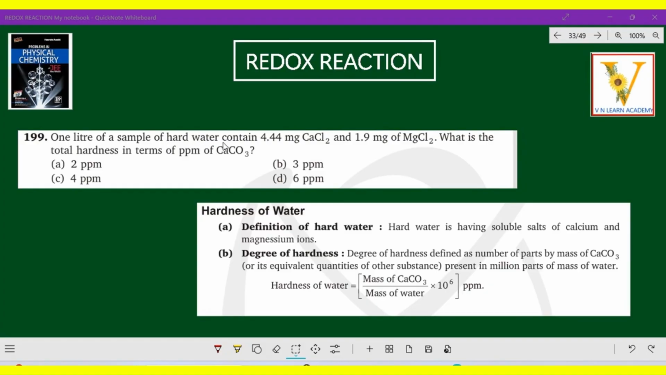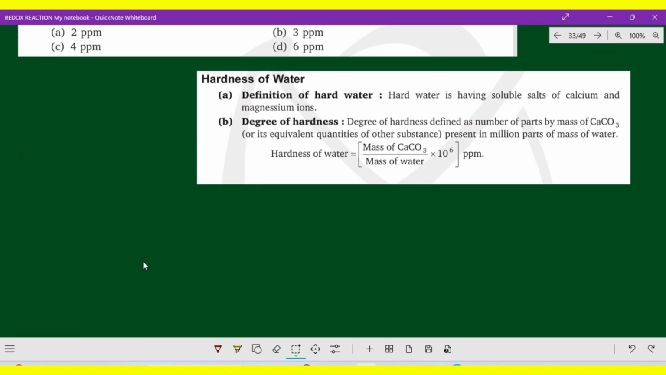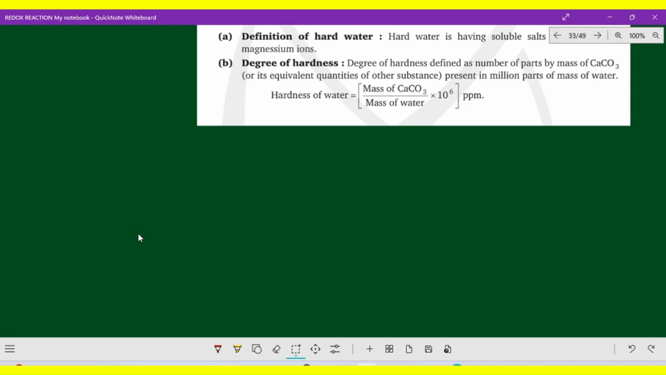1 liter of a sample of hard water contains 4.44 milligram of calcium chloride and 1.9 milligram of magnesium chloride. What is the total hardness in terms of ppm of calcium carbonate? See, this is very simple. To find each hardness, we have to identify the equivalent mass of calcium carbonate, and find out the total hardness. First, the molar mass of calcium carbonate, calcium chloride and magnesium chloride, everything we can find out. Then finally we can go for the hardness of water in terms of calcium carbonate.